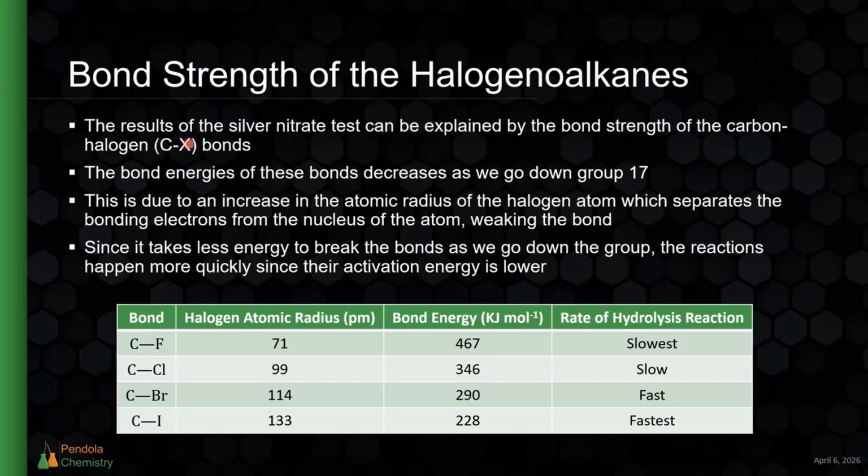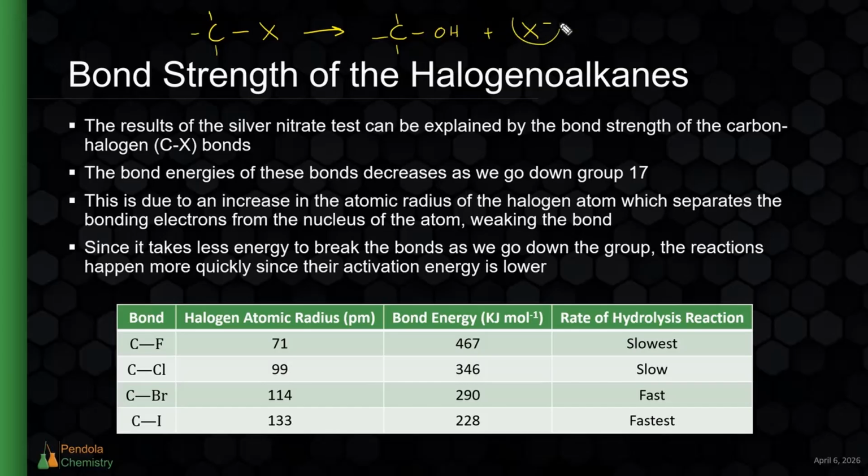So what happens? The result of the silver nitrate test that we just saw can be explained by the bond strength of the carbon-halogen bond. When that reaction happens, what essentially happens is that in our halogenoalkane, now obviously we have like 3 other things here, but we don't care what they are, our C-X bond in the halogenoalkane is broken, which creates the C-OH, that alcohol, plus the halide ion.